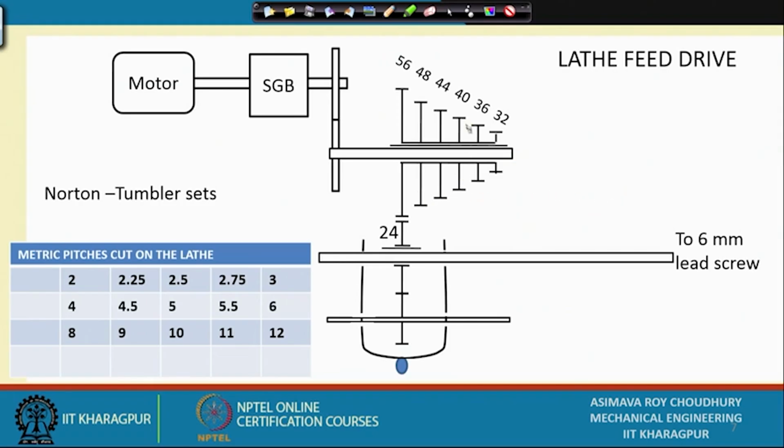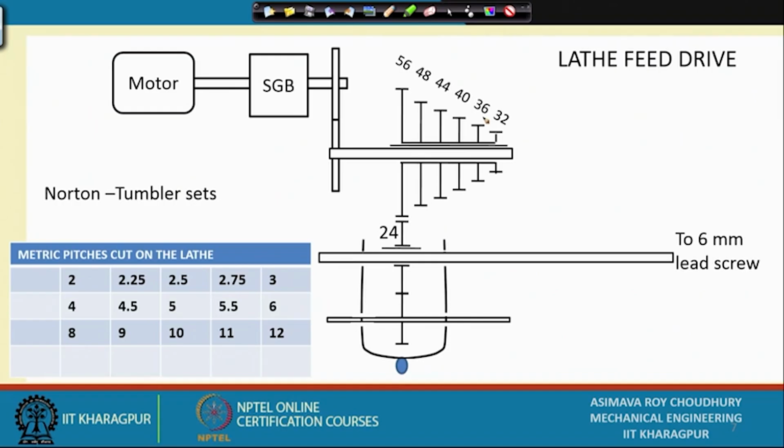You at least have to have 4 teeth less on adjacent gears. Otherwise, you cannot engage another gear from the side. That is fine. So, we have 56, 48, 44, 40, 36, 32, like that. Now, why are we doing this? We are doing this with a particular purpose.